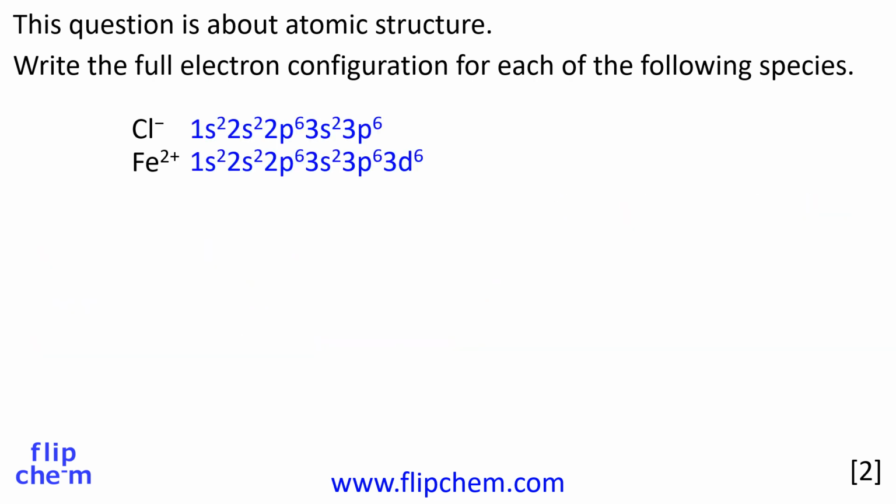The Cl- ion has an electron configuration of 1s2, 2s2, 2p6, 3s2, 3p6. The Fe2+ ion has an electron configuration 1s2, 2s2, 2p6, 3s2, 3p6, 3d6. The 4s electrons are always lost first when forming ions.